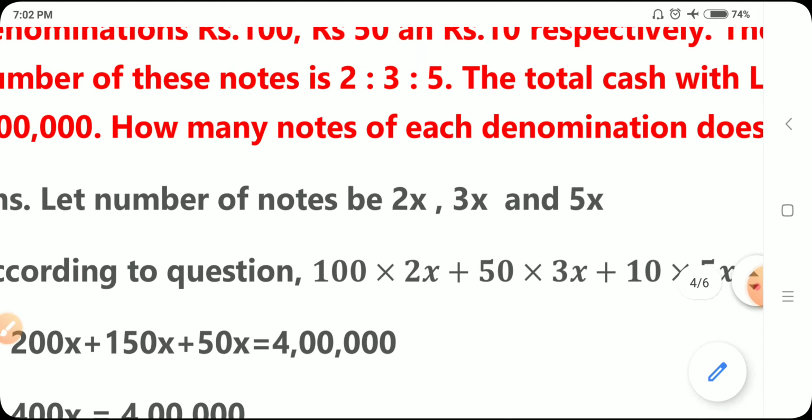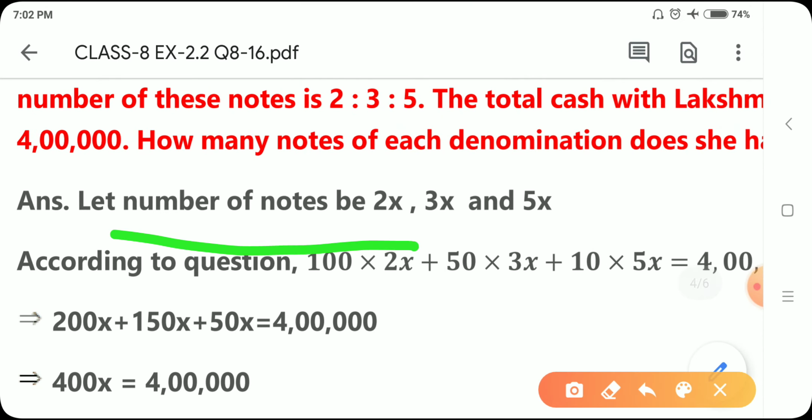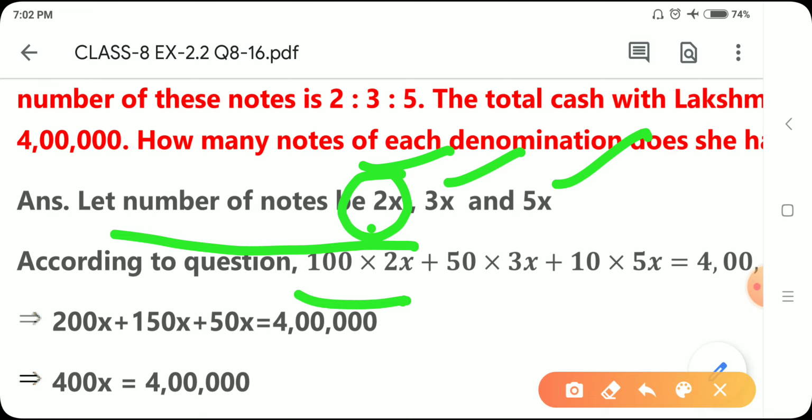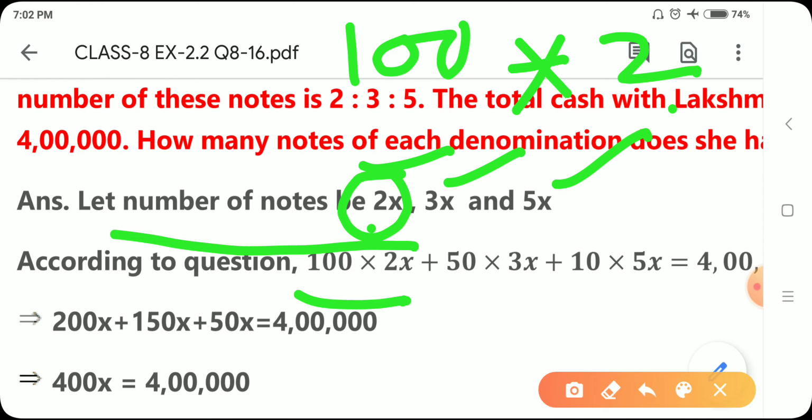Because the ratio is given, let us take the number of notes be 2x, 3x and 5x. Now their value will become, if she has 2x notes of rupees 100, the value of these rupees will become 100 into 2x. Suppose you have two notes of 100. So how many rupees do you have? You have 200 rupees. How will you calculate? You will multiply these two. Similarly, she has 2x notes of rupees 100, so you will multiply these two. Then you will be able to calculate the value of the notes.